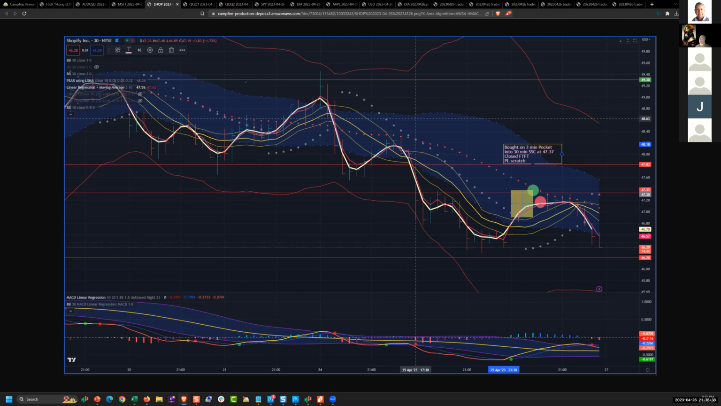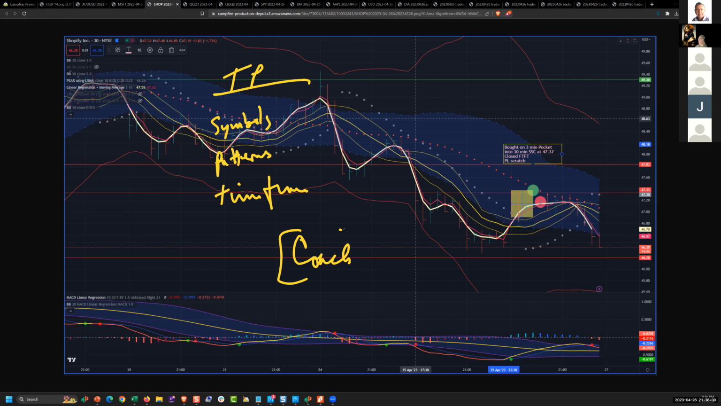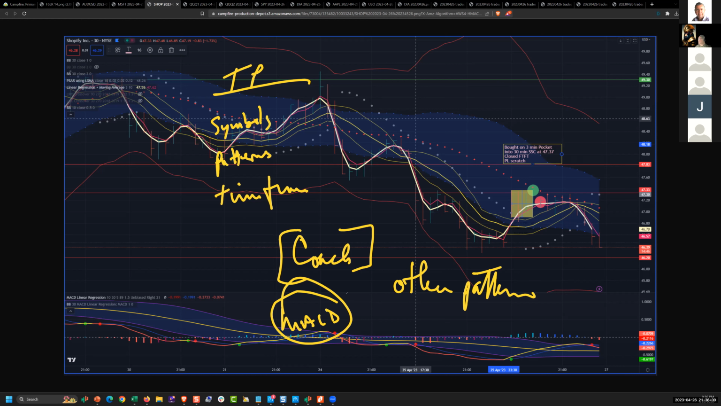What I need to see from you is a trading plan that says I'm trading these symbols, these patterns, on these time frames, and then I want to see you trade that. And then when you come back and coach yourself, I want you to notice other patterns and MACD impacts like I showed already.